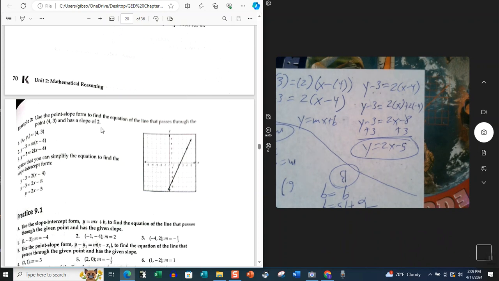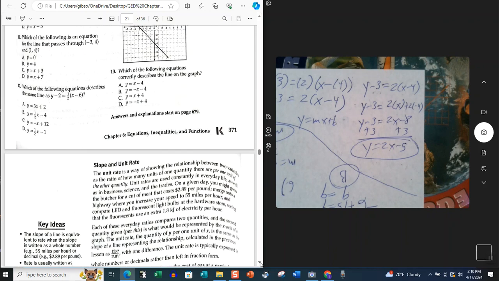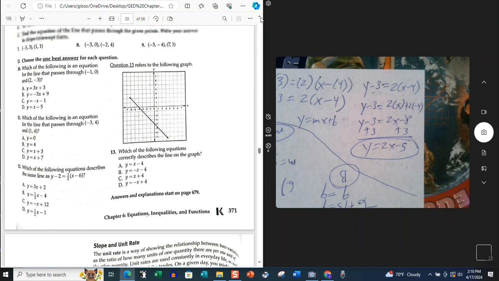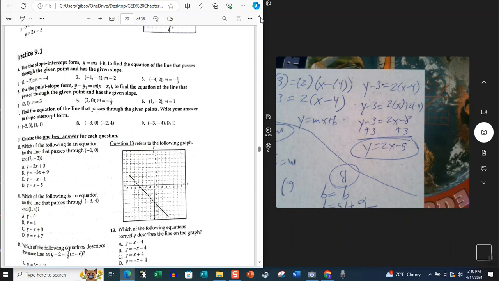So either form is fine, depending on what the directions are asking you to do. But I would say this: if we were not asked to do a specific form, usually the most popular one is the slope intercept form. So I just want you to be conscious of that.